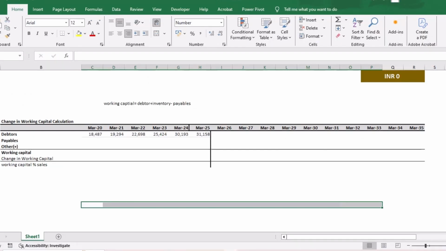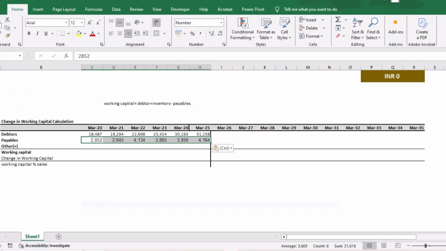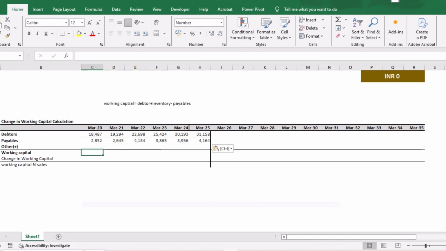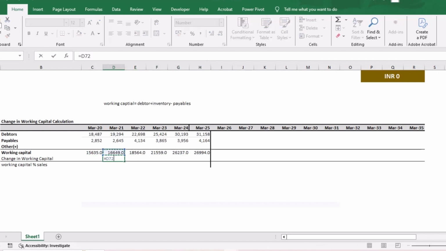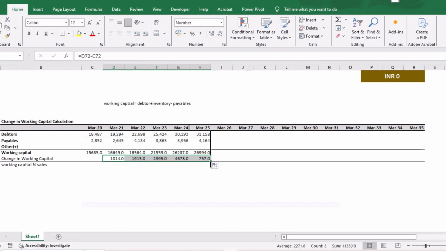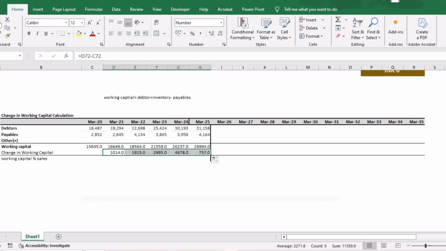Copy it, paste it over here. If there's any other item, you can definitely include it. In our case, there's no other item. So our working capital would be receivables minus payables. We'll drag it through. Down will be change in working capital, this minus this, and we'll drag it through. Okay. Working capital as a percentage of sales can also be analyzed, but just leave it for further.